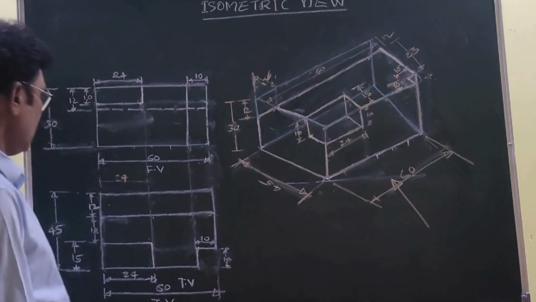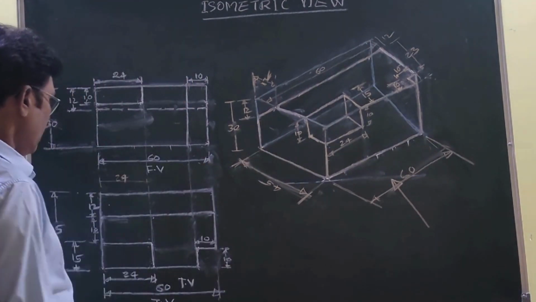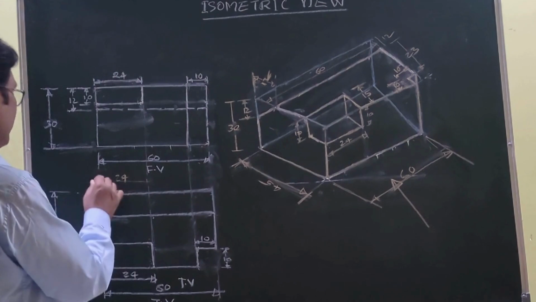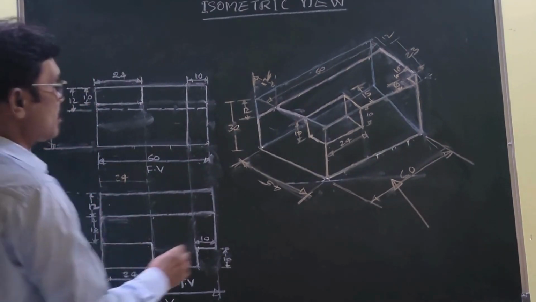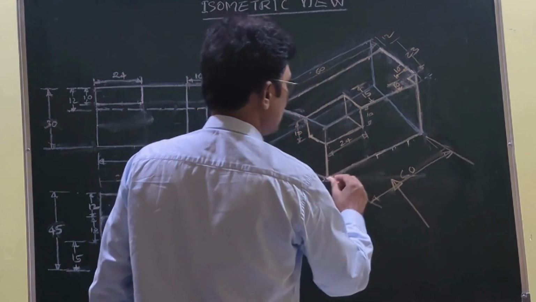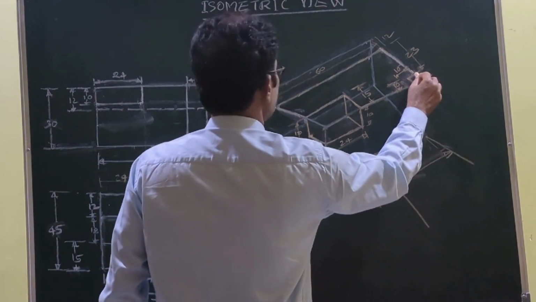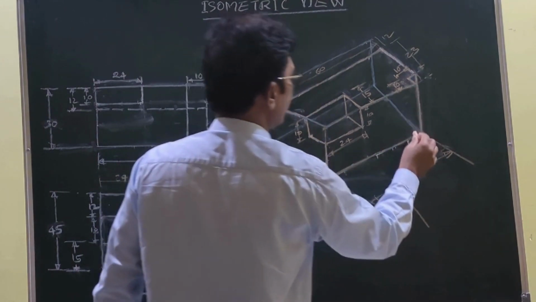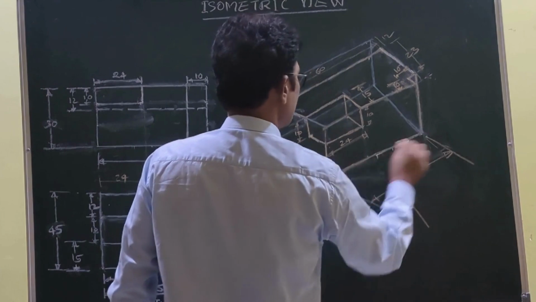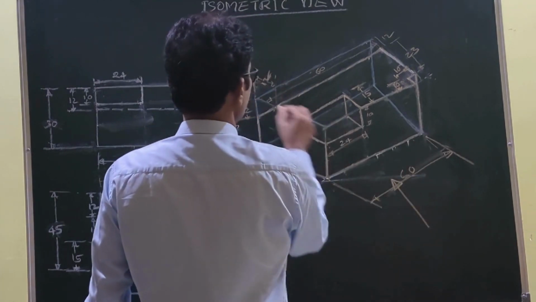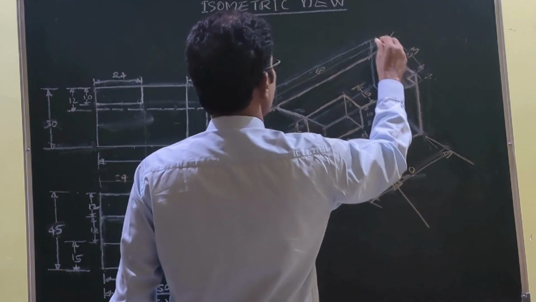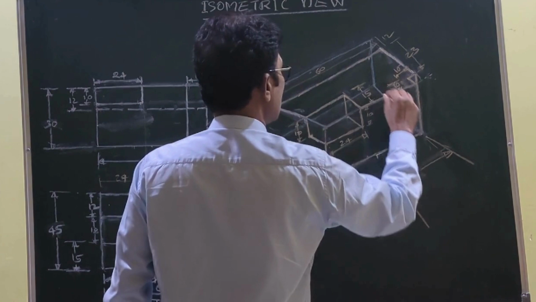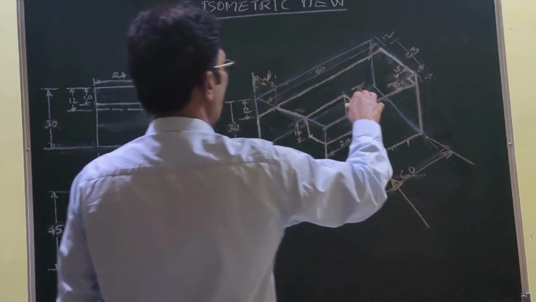Coming to the development of the isometric view using this front view and the top view. First you have to know the total length, width and depth. By using these three dimensions, first you develop a block here. This is the 60, height 30, width 45. Like this, I constructed a block here. This is 30, 60, 45. This is also 30, this is also 45, this is also 60. I have developed that block first.